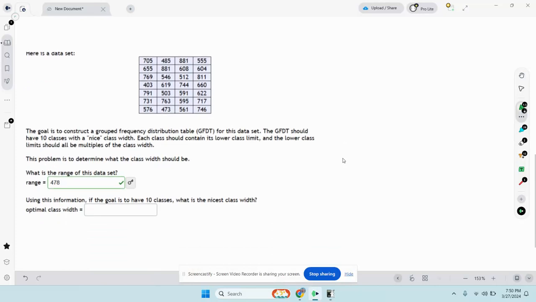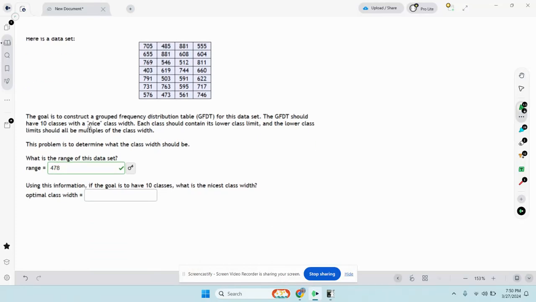Now, the other question is a similar idea. So we have our group frequency distribution table, right? Same idea. We start by finding the range. You found the range to be 478. I want 10 classes, so I'm going to take 478 and divide by 10. That gives me 47.8. Not very nice, so we have to round that up to the next quote-unquote nice number, which is going to be 50. So your ideal class width is going to be 50. And that's it.